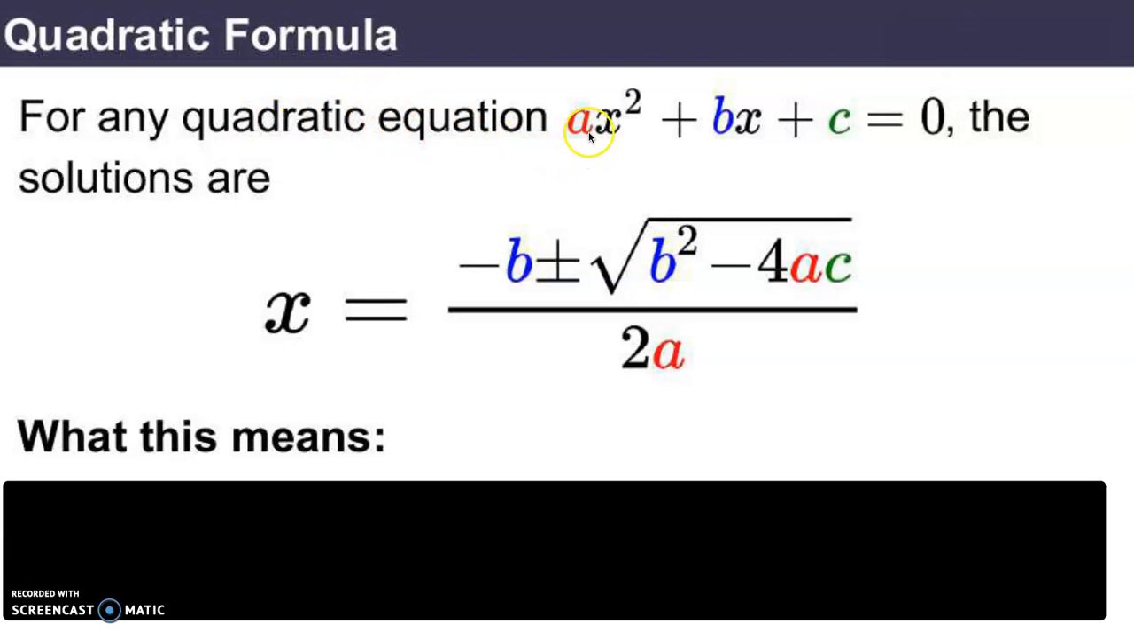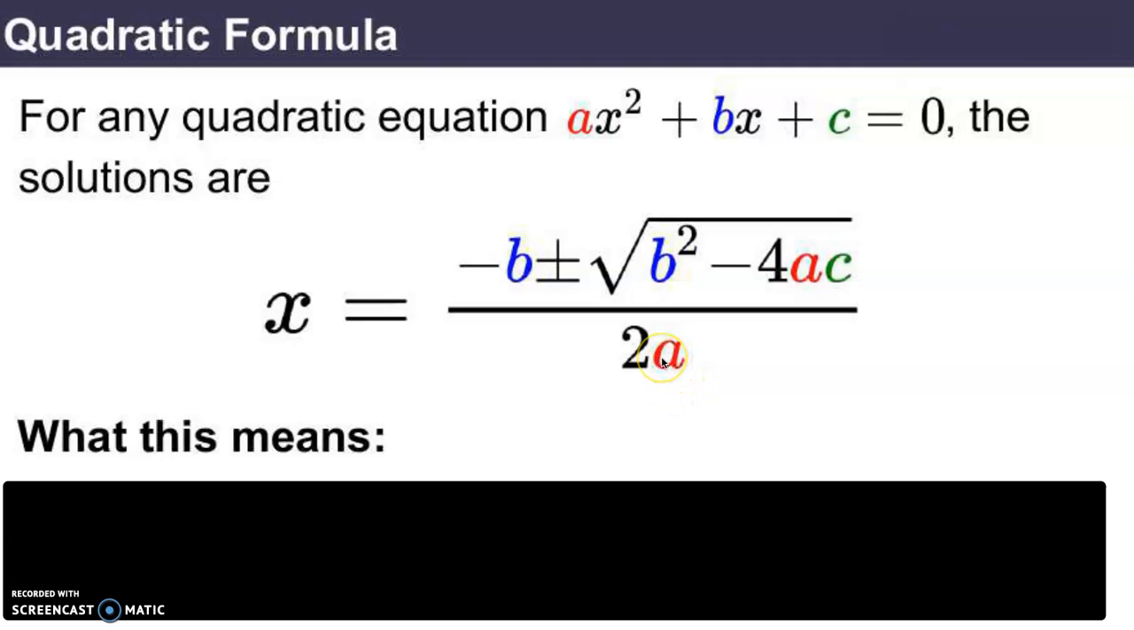For any quadratic equation of the form ax squared plus bx plus c, where a, b, and c are real numbers that you can identify, if that expression equals 0, then the solutions are these. They're x equals the opposite of b plus or minus the square root of the expression b squared minus 4 times a times c, all over whatever 2 times a is.